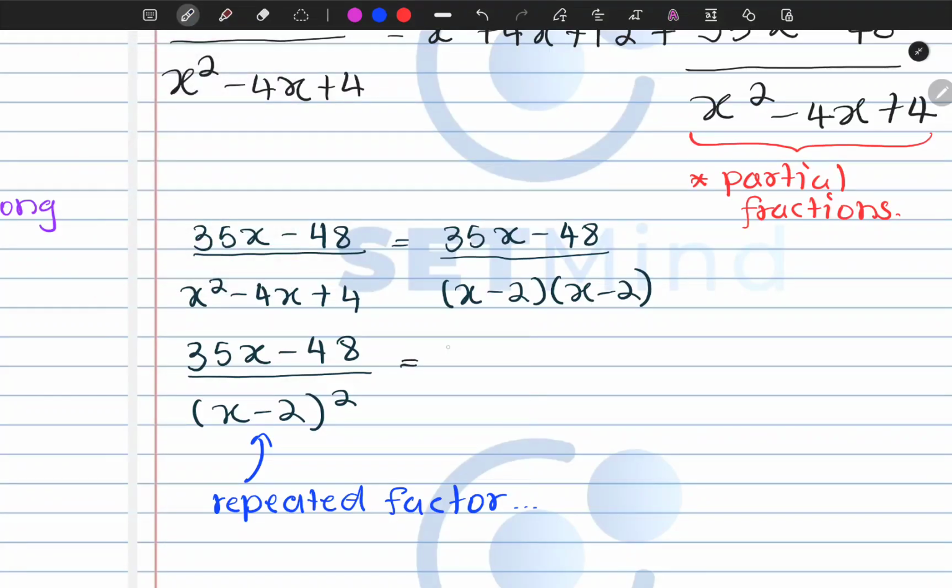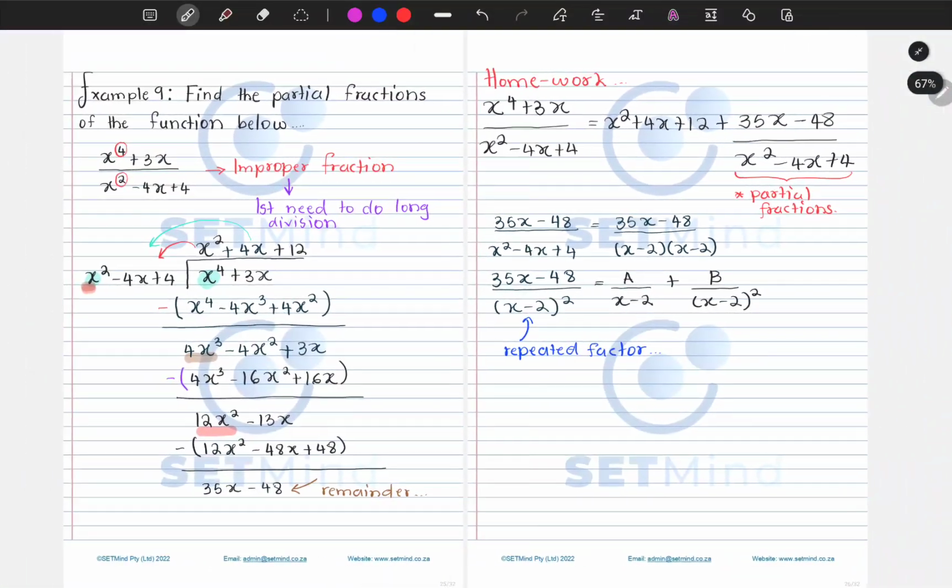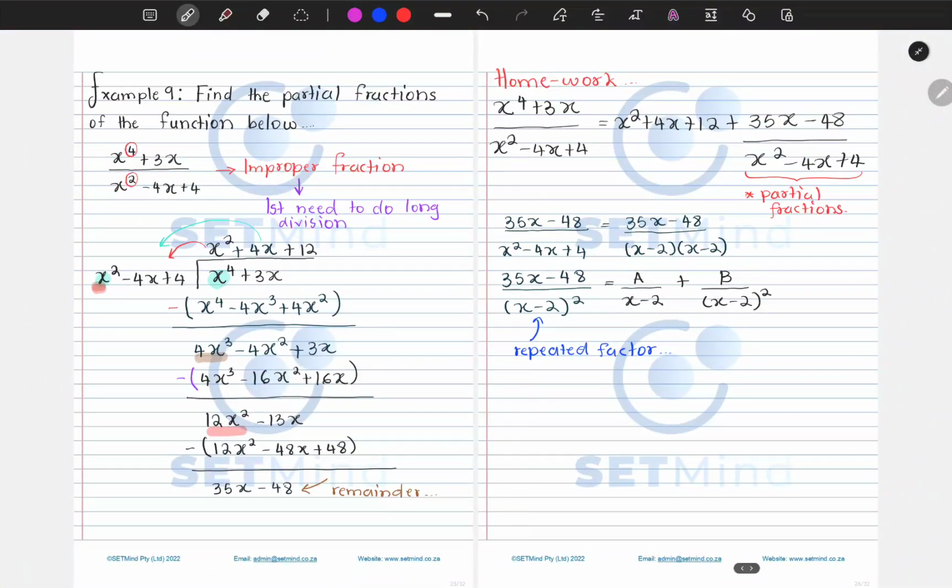But essentially how we are going to deal with it, it will be A divided by x minus 2. Because it is squared, we'll have B divided by x minus 2 all squared. And now you need to go and find A and B as your homework. So let's go and have a look at example 10, which is the last one. Then we conclude this session. This one will be homework for you to go and figure out what is A and also what is B.